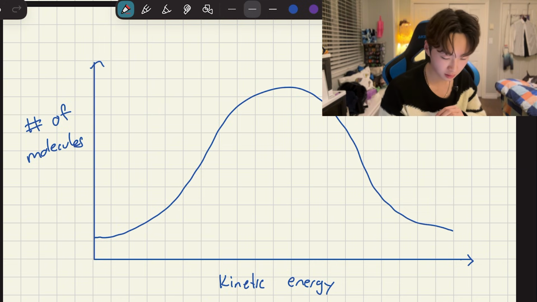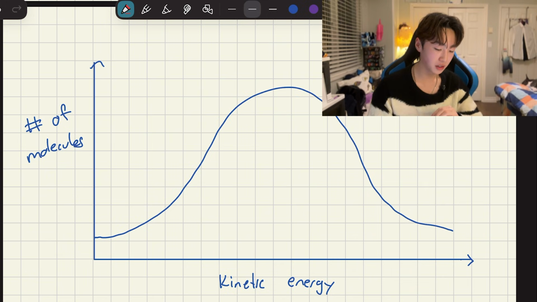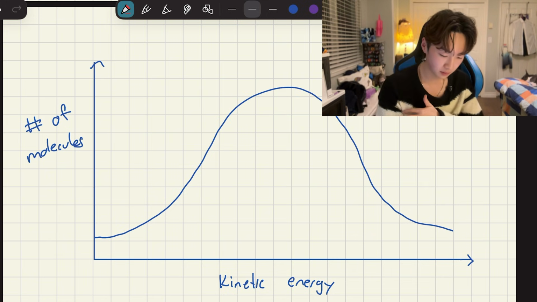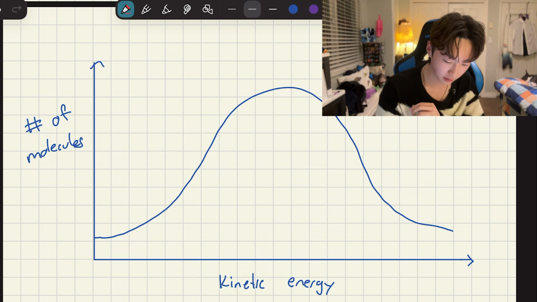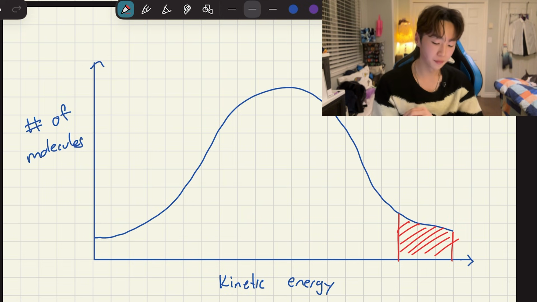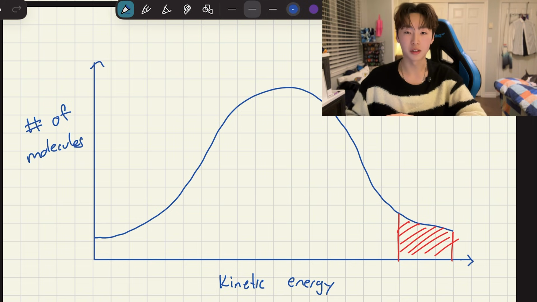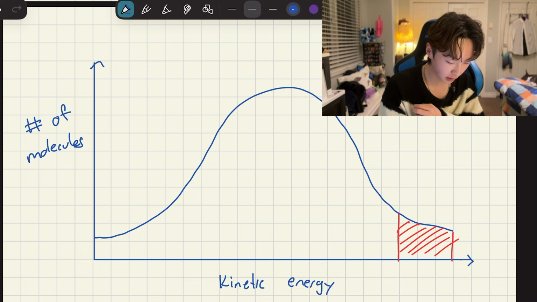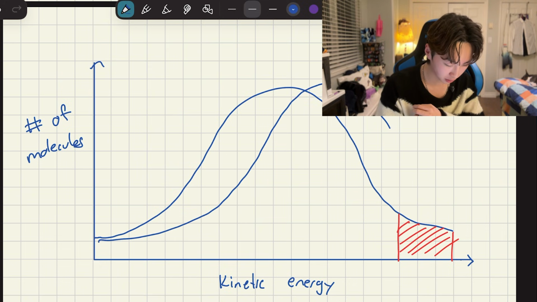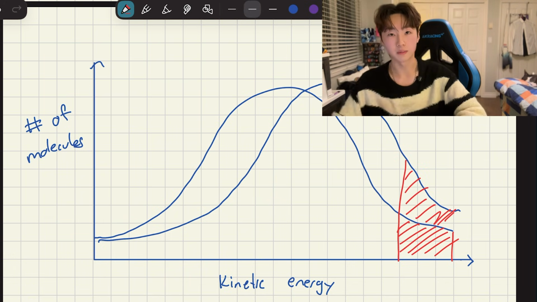So if we look at this chart, this graph here, you can see that their kinetic energy is actually distributed. And in reality, only actually a small percent of them have enough activation energy to proceed. So that's why if we increase the temperature, which is also known as the average kinetic energy, then you would have more molecules with sufficient activation energy. So then you'd have a greater reaction rate.